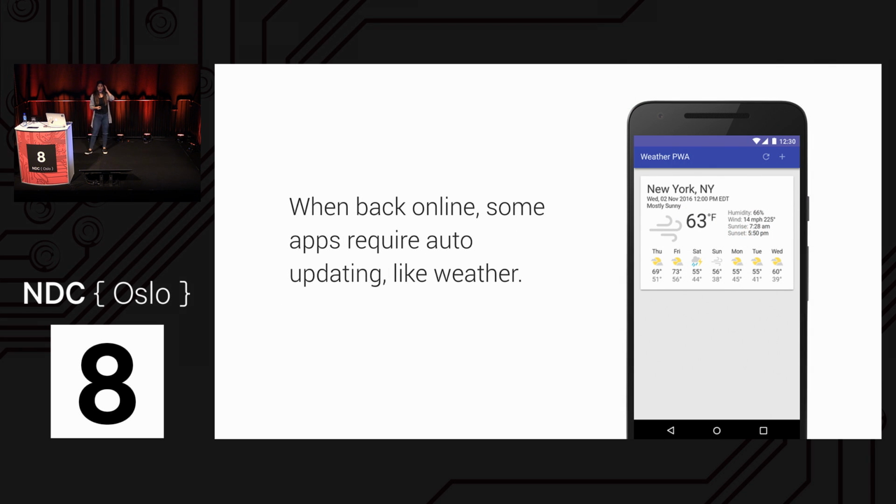And when the app is back online, some apps might require auto-updating, like the weather, for example. You can't have old data on a weather app. It has to be updated. So that's why here it makes sense to use auto-updating. And how you deal with informing the user that the app is back online will depend on your app.